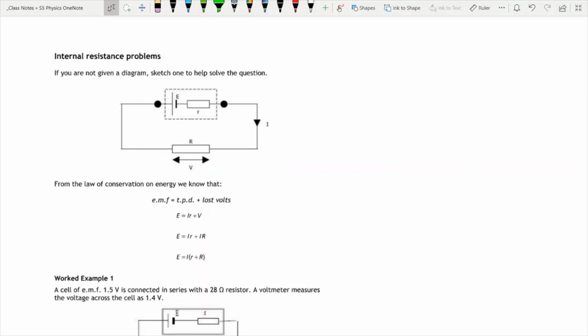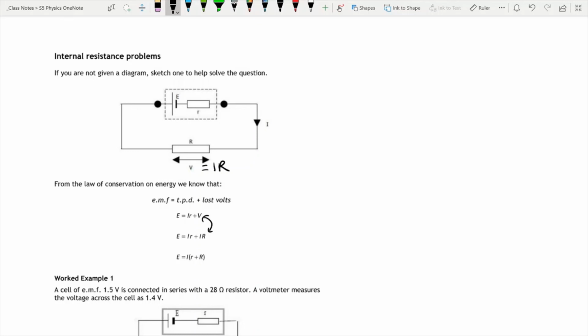Terminal potential difference, that V, is the V given to whatever's in the circuit. In this case, it's just the voltage across that one resistor. So the voltage across that resistor is I times the capital R, the resistor. So lost volts plus V, which is IR, is the current times the internal resistance plus any external resistance.